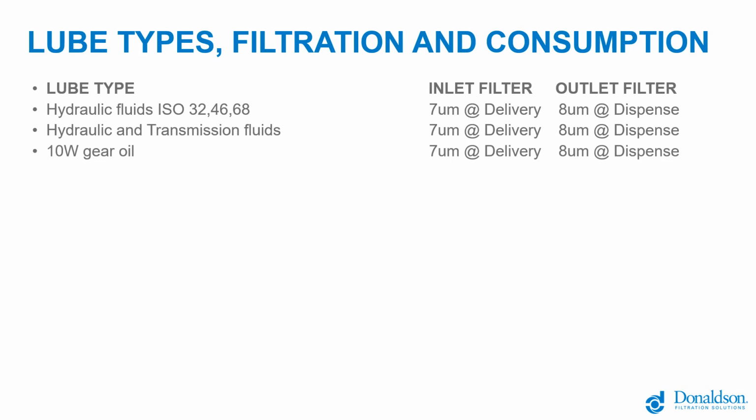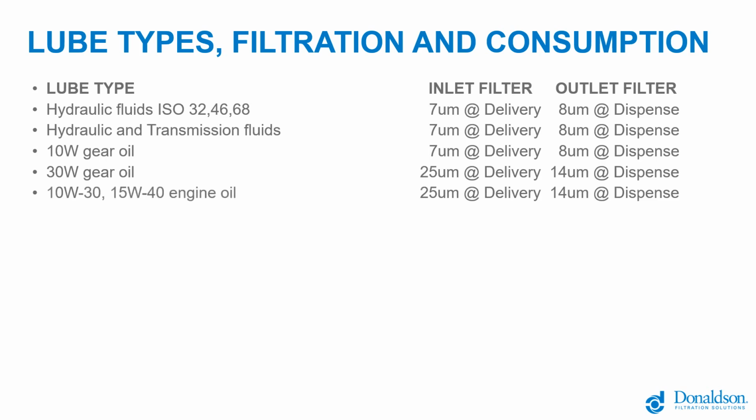10-weight gear oil, depending upon its use, it's not uncommon for that to be used as a hydraulic or transmission fluid as well. Same level of filtration. When you get to the heavier gear oil, say 30-weight gear oil, it's going to be in a gearbox or something, not in a hydraulic situation. It needs to be maintained at ISO 18/16/13. You only really need to do that 25 micron on delivery, and our most open filter on dispense is a 14 micron on the high pressure side there.